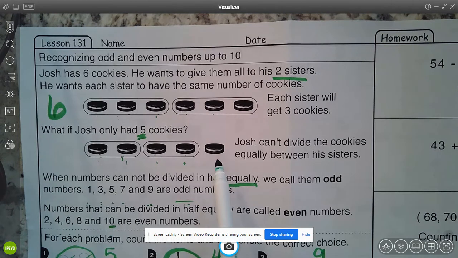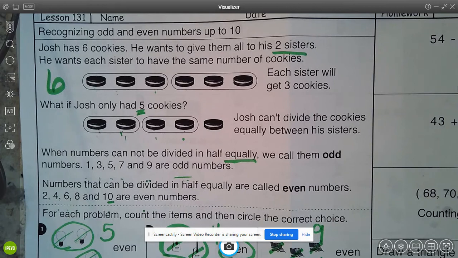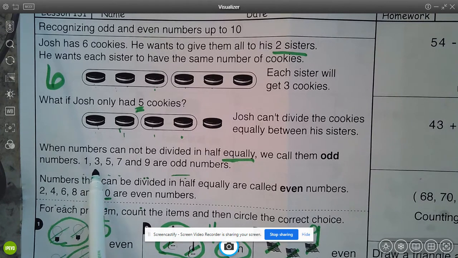When numbers cannot be divided in half equally, we call them odd numbers. So 1, 3, 5, 7, and 9 are odd numbers. They cannot be divided equally into 2 groups. Numbers that can be divided in half equally are called even numbers. So 2, 4, 6, 8, and 10 are even numbers.